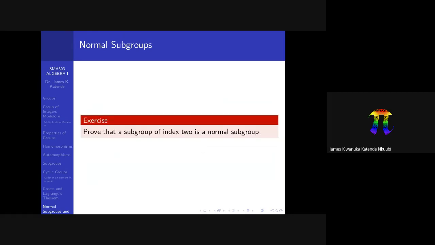So there's an exercise for you here. You prove that a subgroup of index 2 is a normal subgroup. So a subgroup of index 2 means a subgroup that has only two distinct left cosets. So if you have a subgroup which has only two distinct left cosets, the claim here is that that subgroup must be a normal subgroup. So this is another exercise for you to prove.